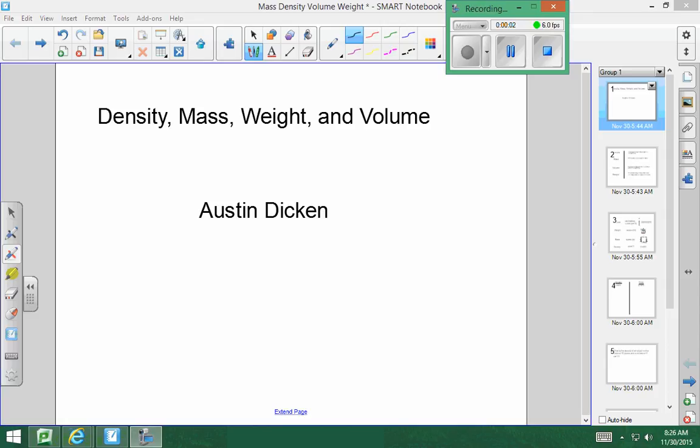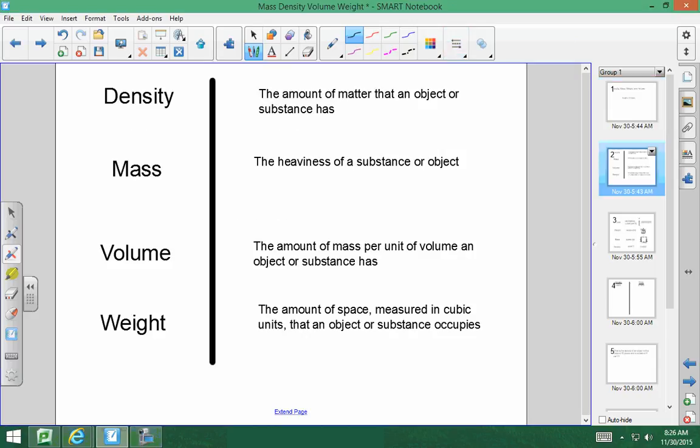Hello everyone, Mr. Dickin here, gearing up to teach you a lesson on density, mass, weight, and volume. I thought it'd be a good idea to start with the definitions of each of these terms, although I put them in a random order so that we could work through this together. Let's start with the first definition.